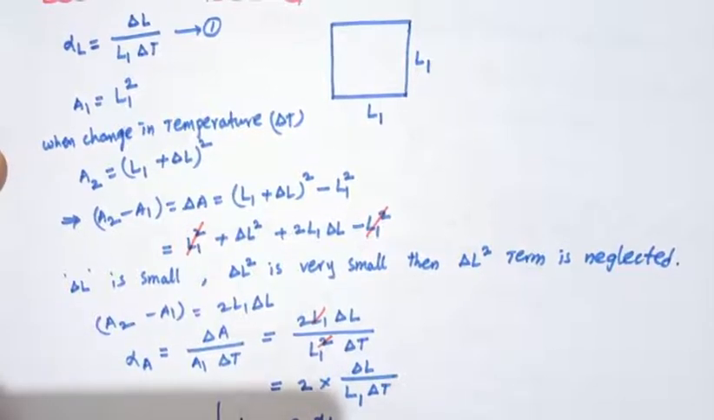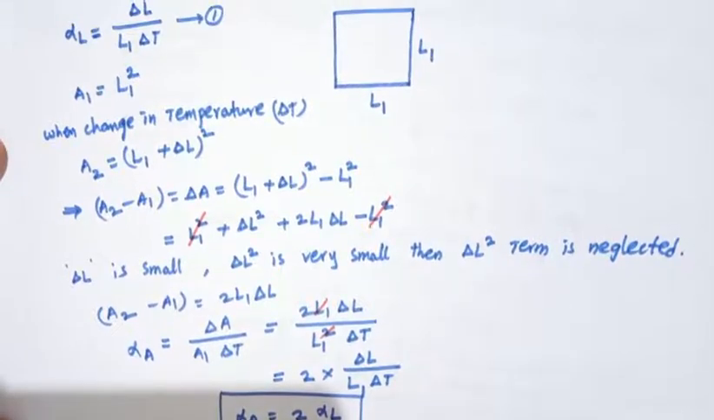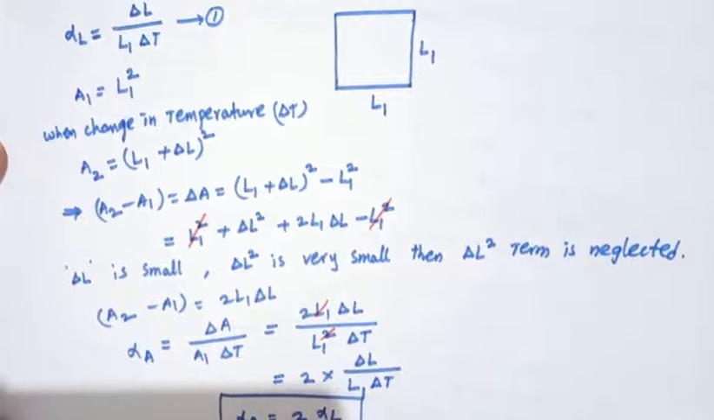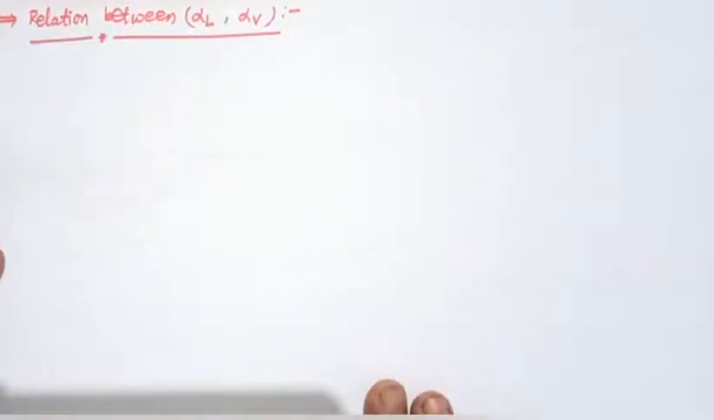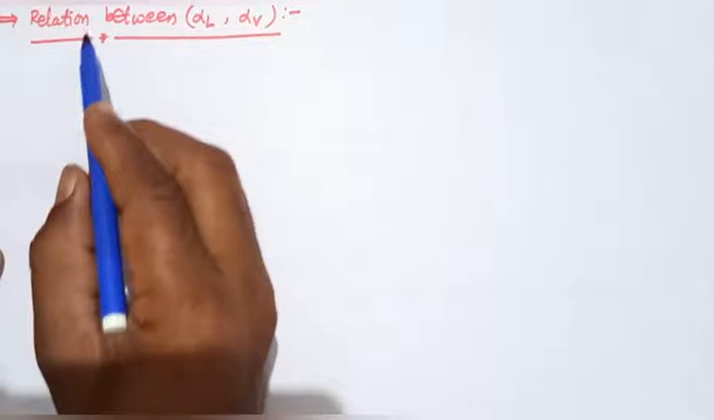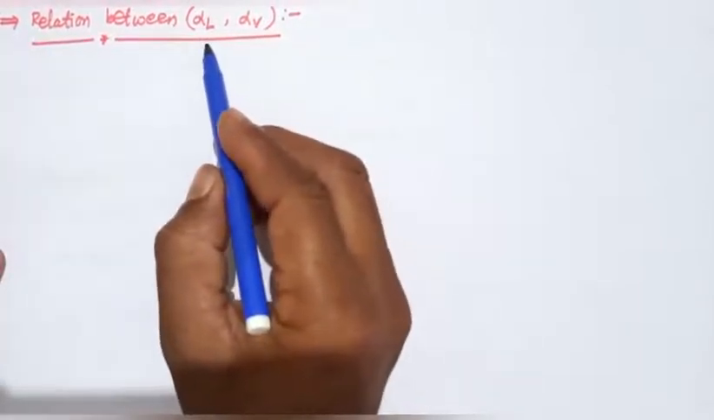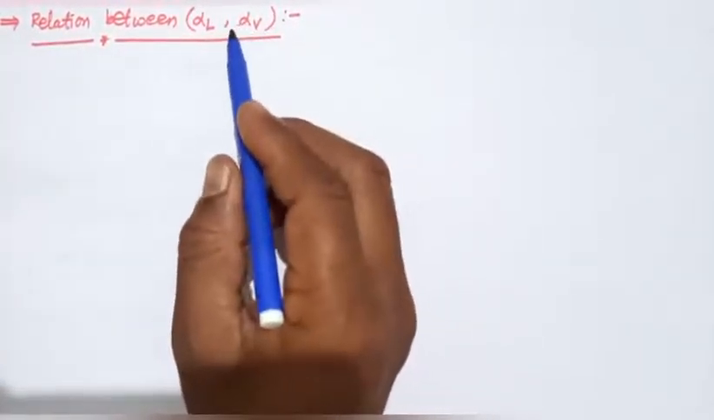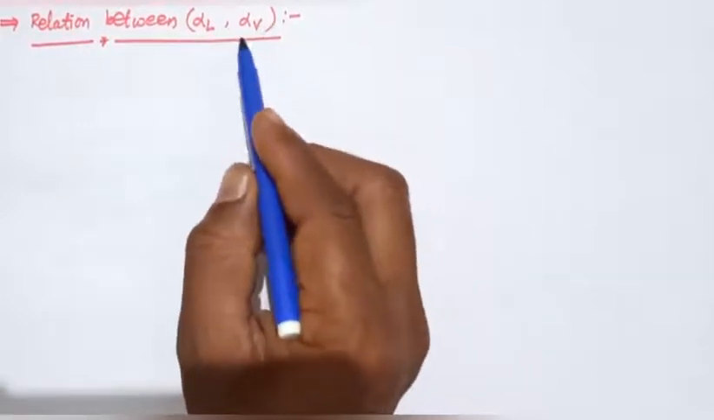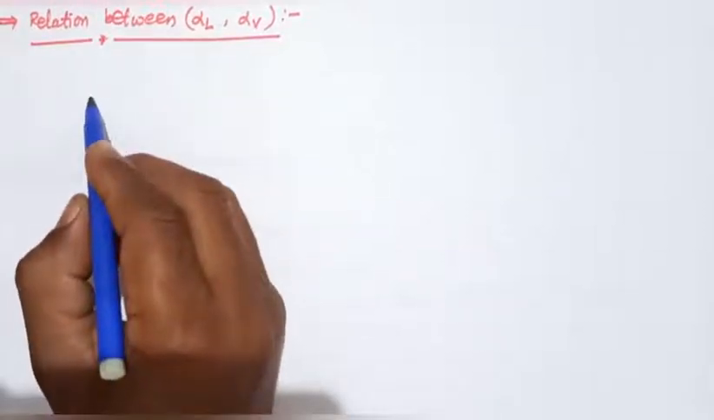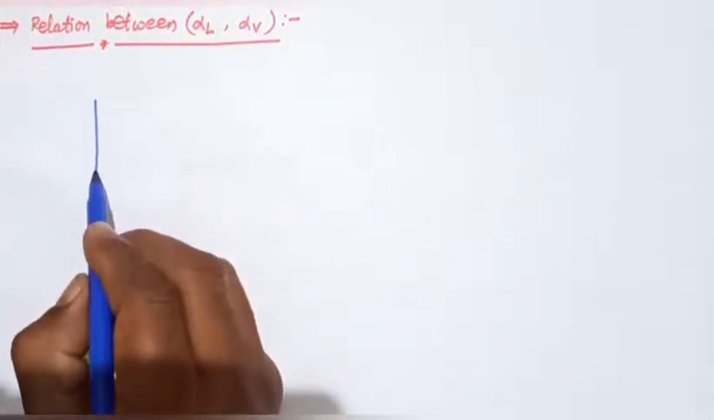So this is the relation between the coefficient of linear expansion and the coefficient of areal expansion: the coefficient of areal expansion equals 2 times the coefficient of linear expansion. Now we discuss the relation between alpha L and alpha V, the coefficient of linear expansion and the coefficient of volume expansion. So we consider a cube.